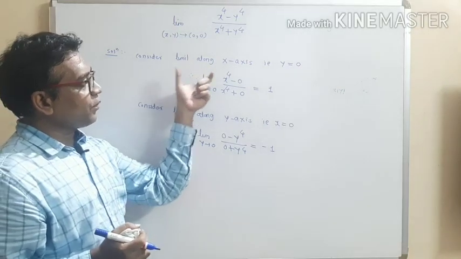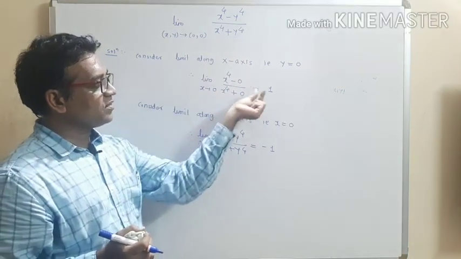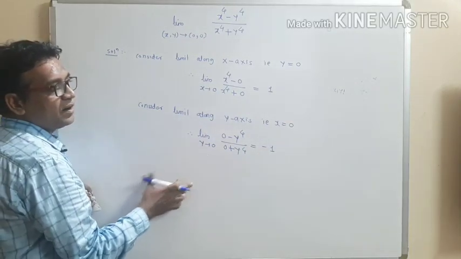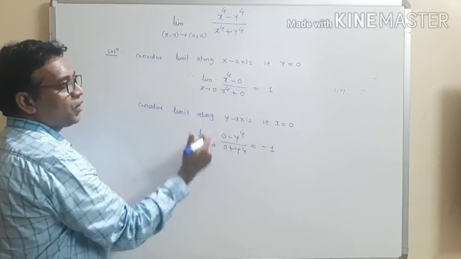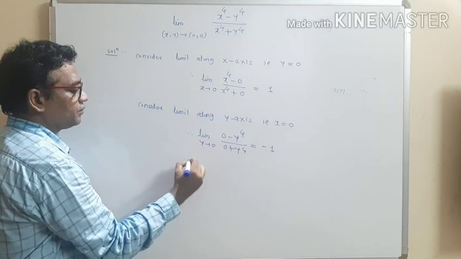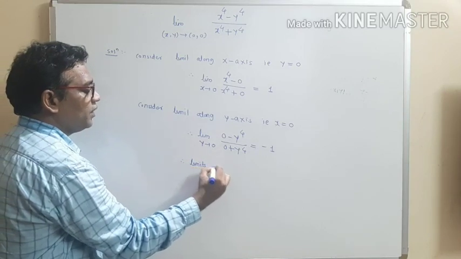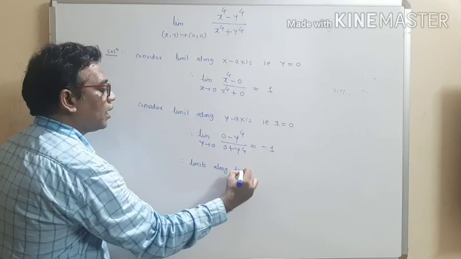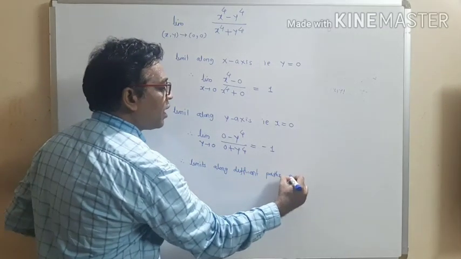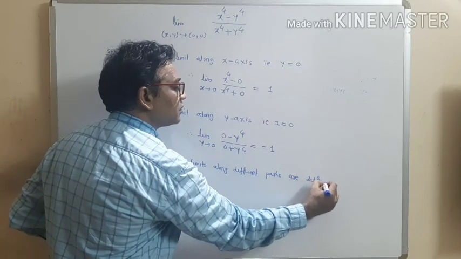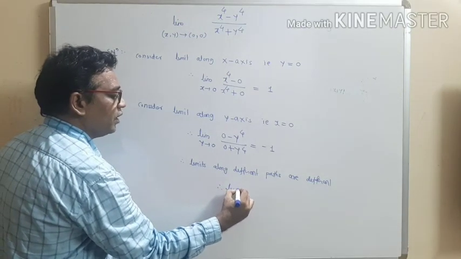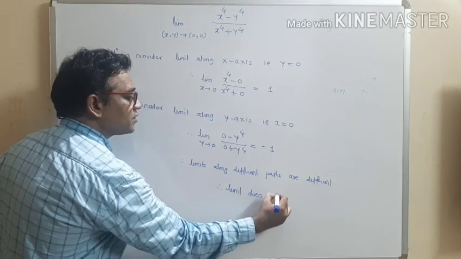We have considered first path, limit along x-axis, it is 1. Limit along next path is -1. So we can say that the limits are different along two different paths. So we can say that limit does not exist. So write down, therefore, limits along different paths are different. So if the limits are different, then we can say that therefore limit does not exist.